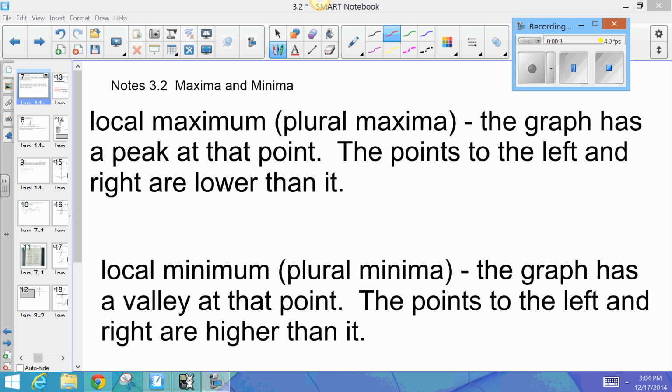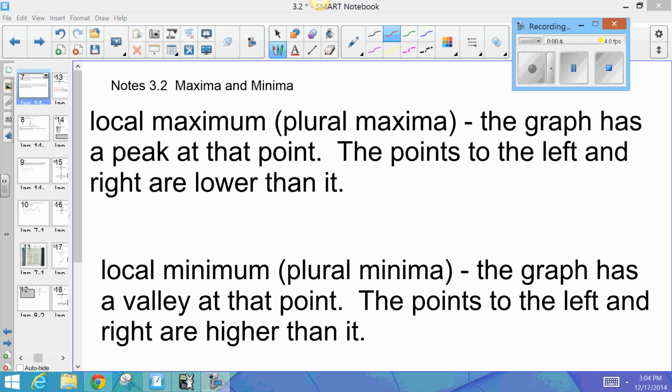All right, so the definition: the graph has a peak at that point. The points to the left and right are lower than it. And then a local minimum, or minima, the graph has a valley at that point. The points to the left and right are higher than it.